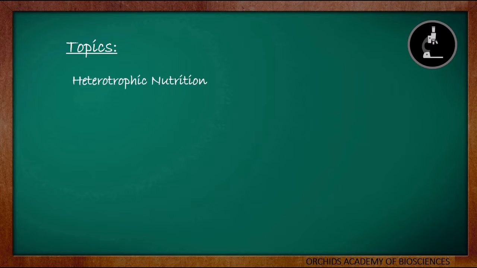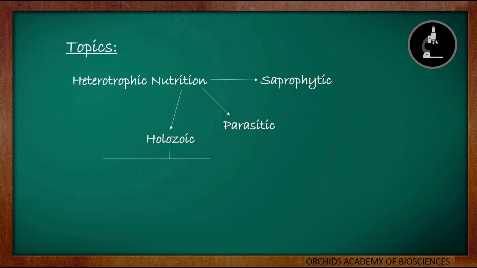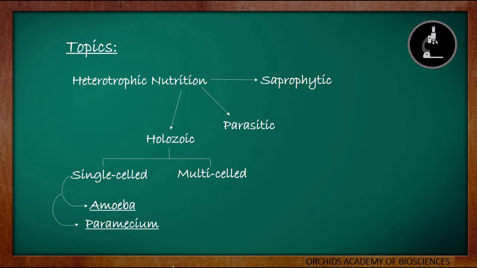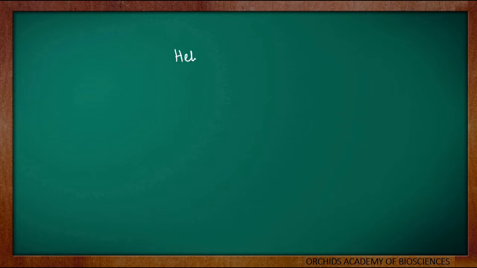We will start with heterotrophic nutrition and its types. They are saprophytic, parasitic and holozoic nutrition. Then under holozoic nutrition, we will be discussing the nutrition in single-celled and multi-celled organisms. Then under single-celled organisms, we will see the nutrition in amoeba and paramecium. And finally, under multi-celled organisms, we will see the nutrition in human beings in detail. Now, let's get started with heterotrophic nutrition.